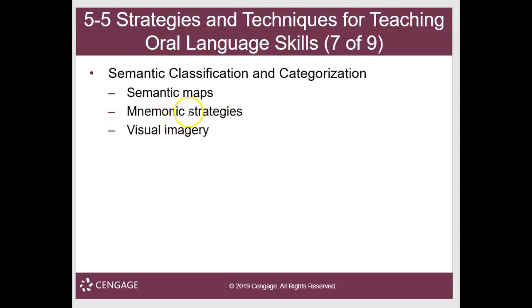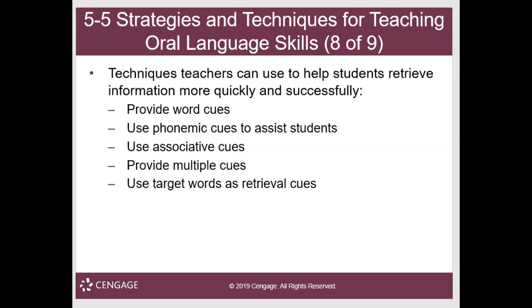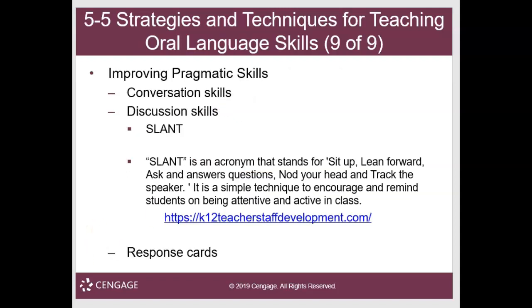But think about even some of those easier ones that we've all learned forever. Roy G. Biv, right? The colors of the rainbow, the planets. I know the planets are subject to change apparently, but there's a mnemonic for that. Visual imagery, really creating pictures in your students' minds, especially for our students who are going to struggle. Okay, we also want to think about providing word cues, associative cues. How can I associate one thing with another? Multiple cues, and using some target words as retrieval cues.